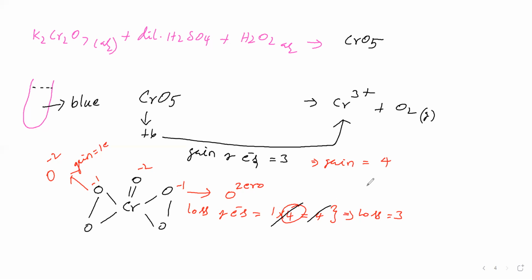Now, for one CrO5 like this, we will take 4 times CrO5. Then what is the gain of electrons? If we take CrO5 4 times, it becomes 12, because 4 times we have taken. So this also must be 12. This is 12, therefore this also must be 12. So what if we do? Then it will become 12.